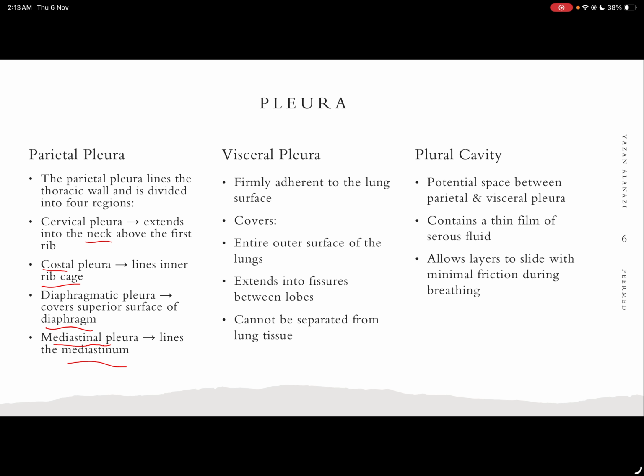The pleural cavity is the space between the parietal and the visceral pleura. It's a potential space that contains a thin film of serous fluid, which allows the layers to slide with minimal friction during breathing. So it helps us in breathing. It's lubricating the lungs so we can breathe, expand and constrict.